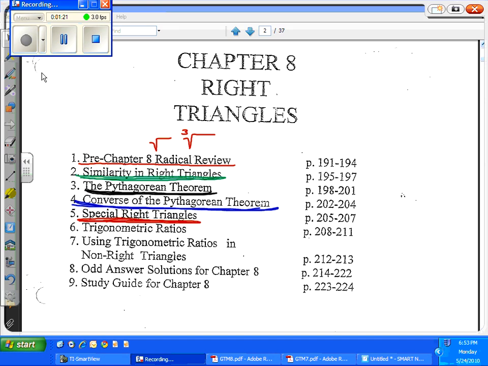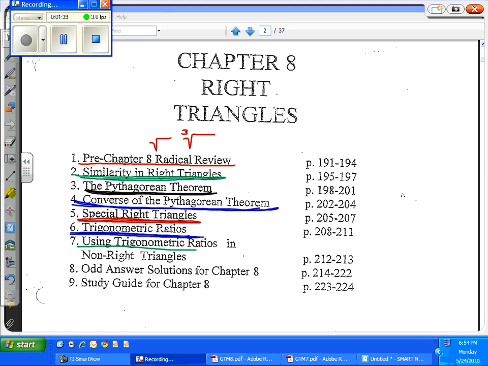Trigonometric ratios, something that's generally introduced in geometry: sine, cosine, and tangent. It's finding missing parts of right triangles. That's what this whole chapter is about, finding missing pieces and parts of right triangles.